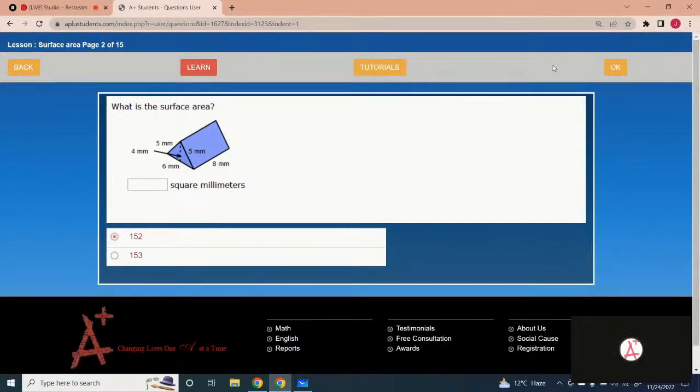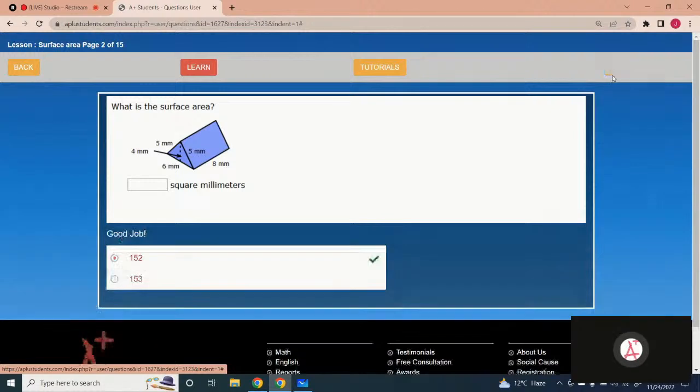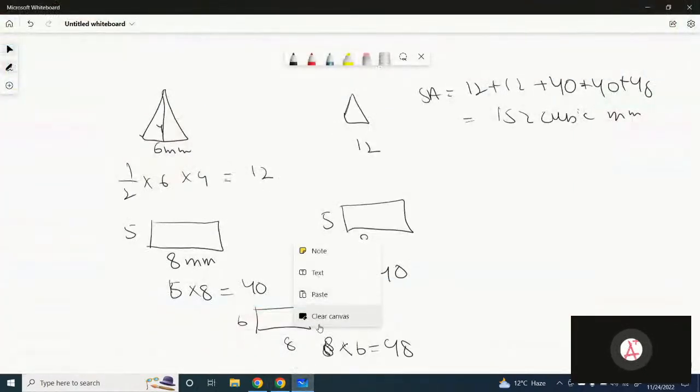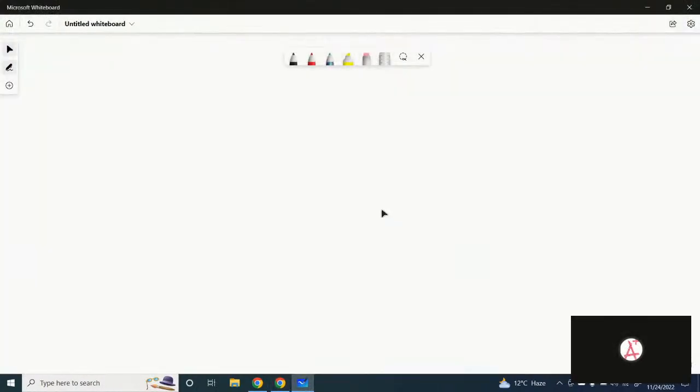Got it? Okay, the next one is, if it's a rectangle. Oh, yes, it is a square. You have to find the surface area of the square. Got it? So let's see how we can find the surface area of the cube. It is a cube. It has the side length 3 millimeters.